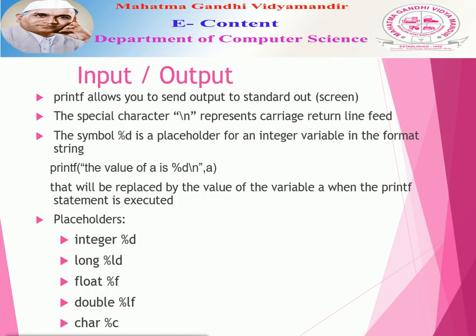Printf is for standard output, scanf is for standard input. Printf allows you to send output to the standard out, that is the screen. The special character \n represents the carriage return line feed. The symbol %d is a placeholder for an integer variable in the format string. In printf we mention in double quotes the formatted string: the value of a is %d \n, comma a, meaning whatever the value of a is, it is printed in place of your %d. That will be replaced by the value of the variable a when the printf statement is executed.